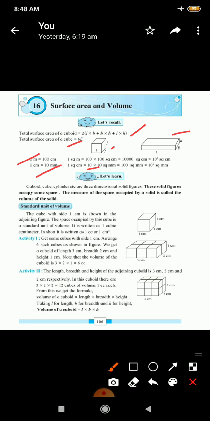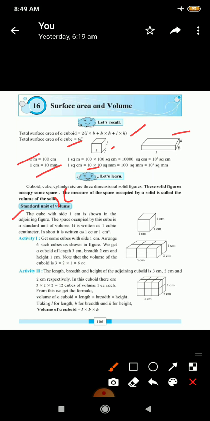Now let's learn. The cuboid, cube, cylinder, etc. are three-dimensional solid figures. These solid figures occupy some space. The measure of the space occupied by a solid is called the volume of the solid. So this is the definition. You should understand and you should learn it. Volume of the solid. So what is the definition? The measure of the space occupied by a solid is called the volume of the solid. You can mark it.